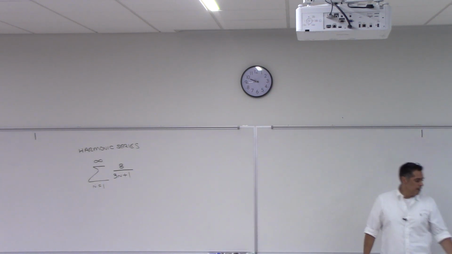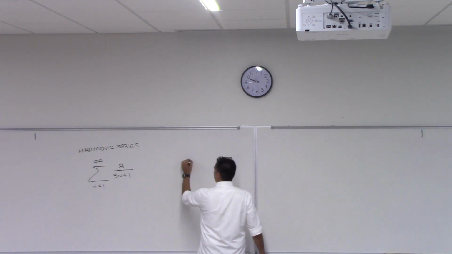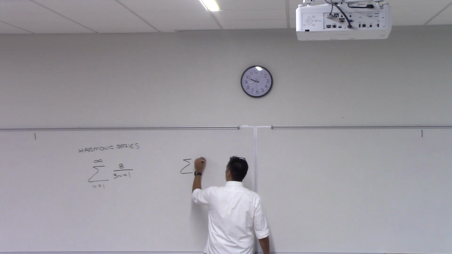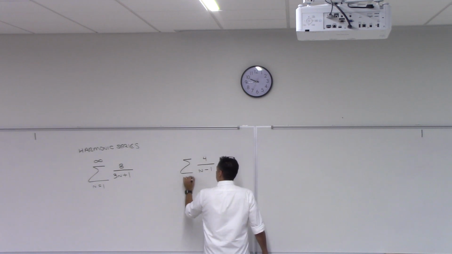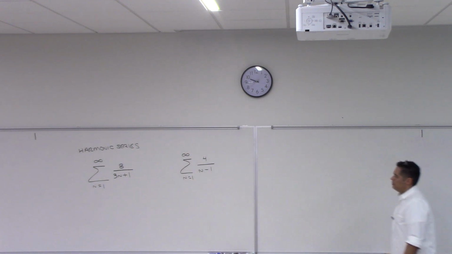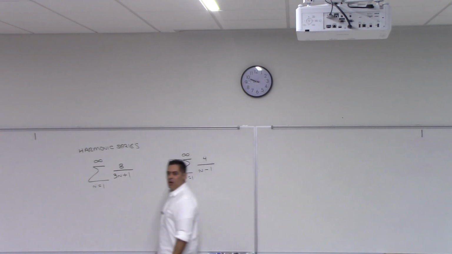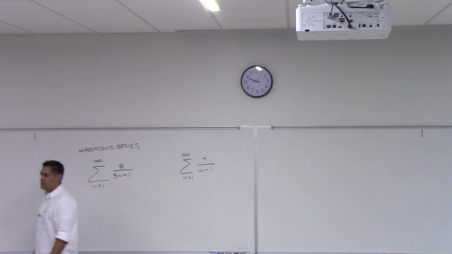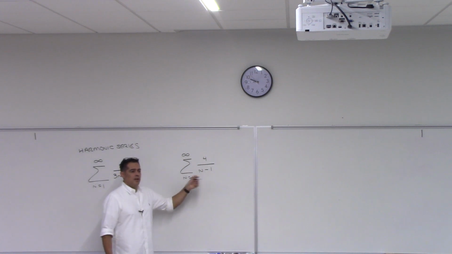Now, there's one thing you have to be careful with. There's one little thing. Look at this right here. Would this be a harmonic series? Well, a constant on top, linear on the bottom? But why is this not harmonic? Because you can't plug in n equals 1. What happens when you plug in 1? It's undefined.